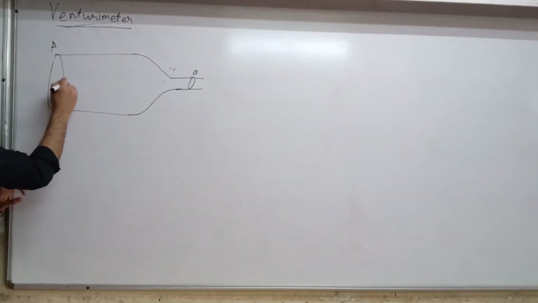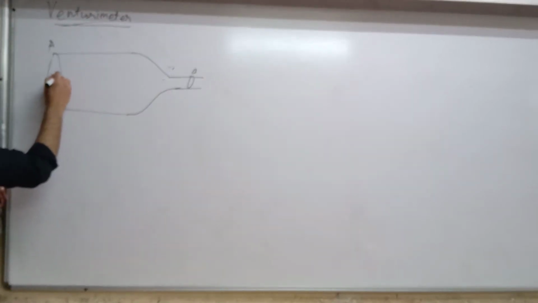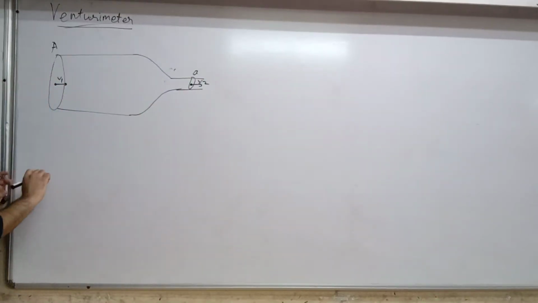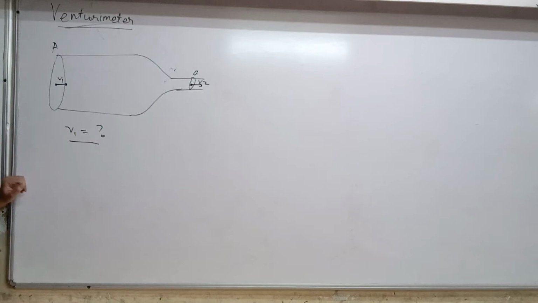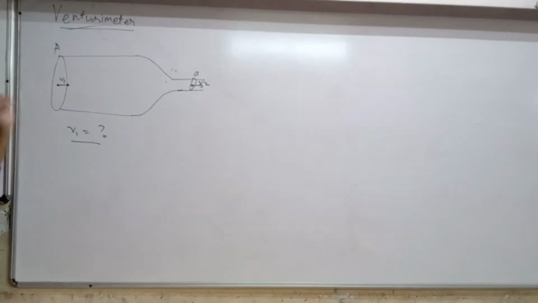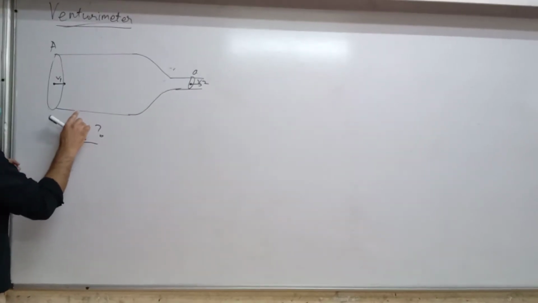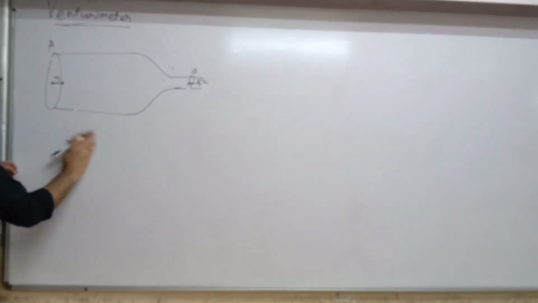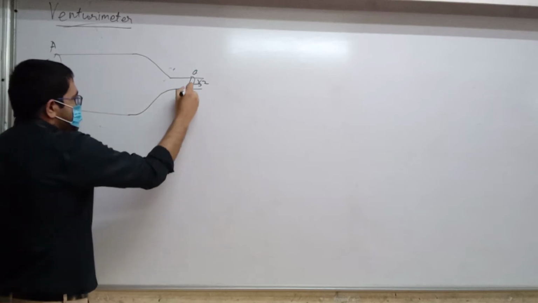Let's say that fluid is flowing. Over here it has speed V1 and over here it has speed V2. We are interested in measuring and finding what is V. But this is not it. A venturimeter has one more thing. Over here and over here there is a small gap, and through that gap a U-tube is connected.